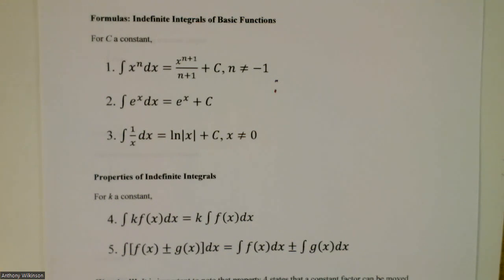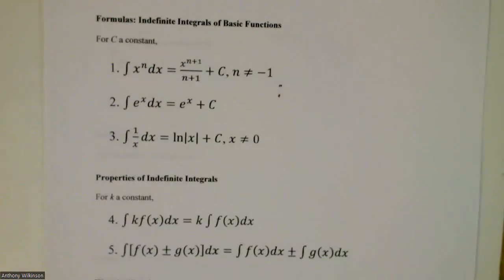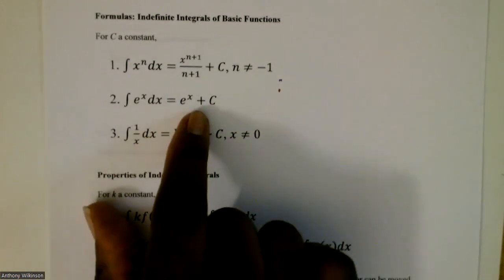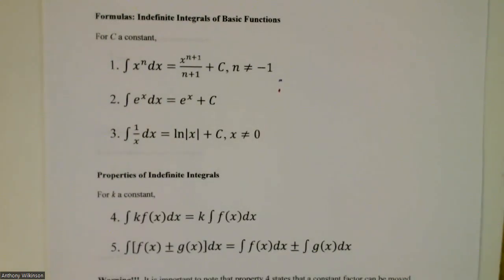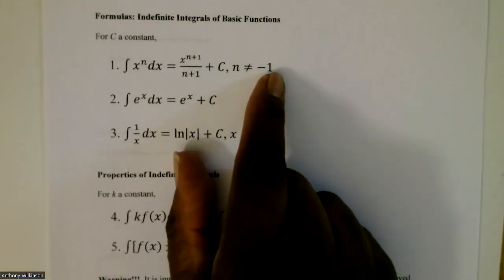Now, we're going to get to that a little bit later when we go to number 3, why n can't be equal to -1. In number 2, you've got the integral of e to the x dx. Now, that's the easiest integral to remember because the integral of e to the x dx will be e to the x plus c. If you recall, the derivative of e to the x is e to the x. So now for the integral of e to the x dx, that's going to be just e to the x plus c.